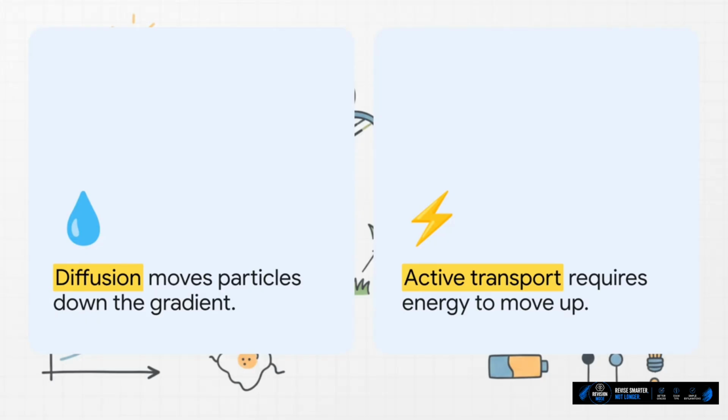Let's quickly contrast our 3 main methods of transport. Diffusion is basically particles naturally spreading out from an area of high concentration to an area of low concentration. Osmosis is the exact same concept, but specifically, and this is key, it's for water molecules moving across a partially permeable membrane. Active transport, though, is the rebel. It pushes particles against the concentration gradient, going from low to high, which means it literally requires energy from respiration to make it happen.